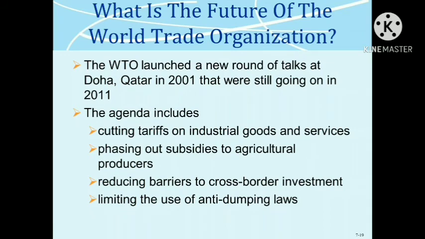The WTO launched a new round of talks at Doha, Qatar in 2001 that were still going on in 2011. The agenda here includes, one, cutting tariffs on industrial goods and services. Next, phasing out subsidies to agricultural producers, followed by reducing barriers to cross-border investment, and the last, limiting the use of anti-dumping laws.